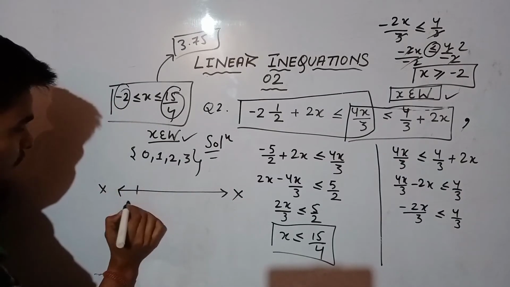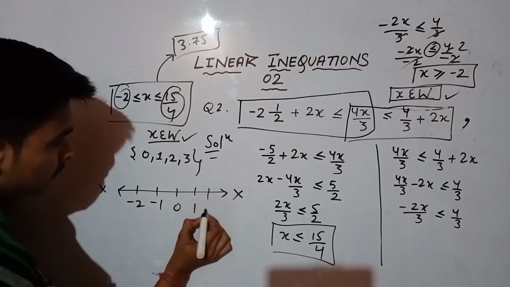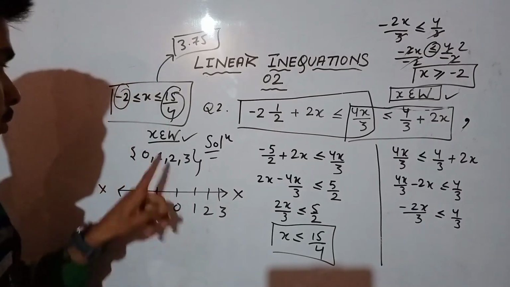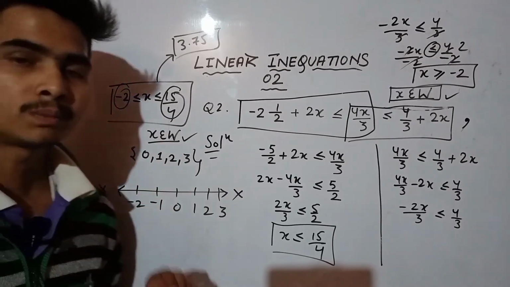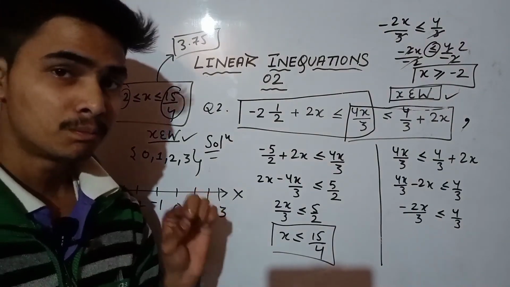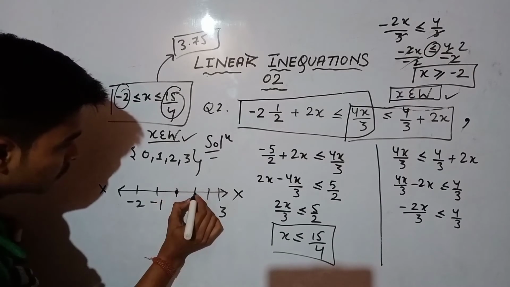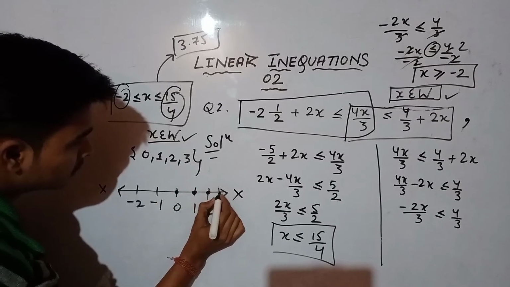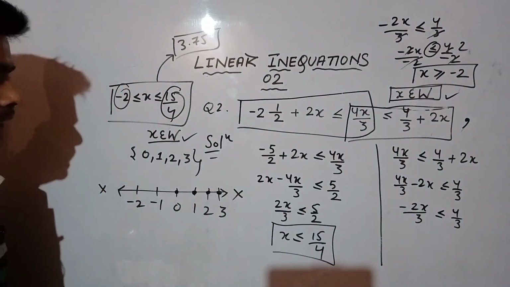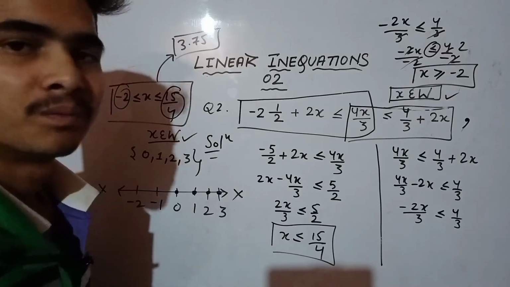See here, take any random values: minus 2, minus 1, 0, 1, 2, 3. And because it belongs to the whole number system, to represent the values on the number line, we just need to put thick dots there. Okay, so 0, 1, 2, 3, and that's it. This is the solution on the number line, and this is the whole solution which we have done now.